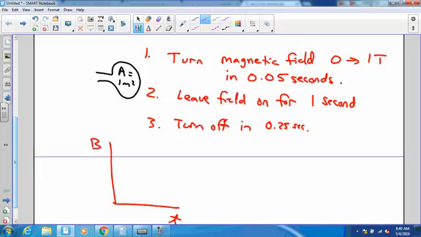Pay attention and think about at what times. This is how long the processes last. That doesn't tell you at what time.